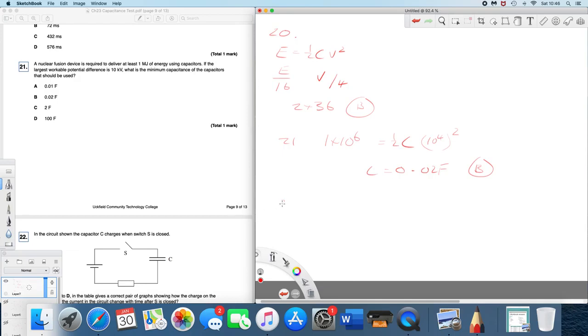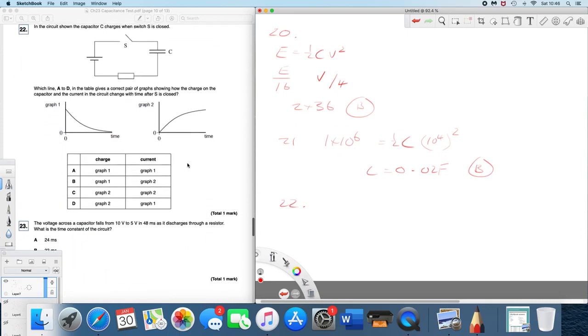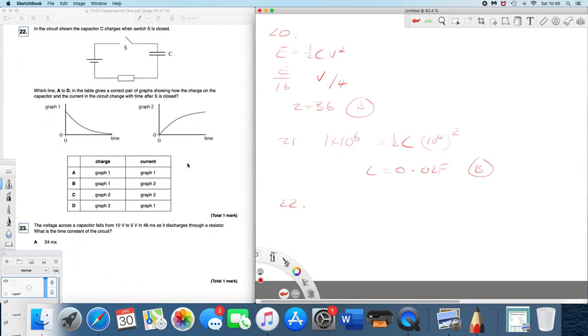22. Which line A to D in the table gives the correct pair of graphs showing how the charge on the capacitor and the current in the circuit change after S is closed? Well, you would expect the charge to rise to a maximum. You'd expect the current to fall exponentially, whether it is charging or discharging, and so on that basis the answer is D.